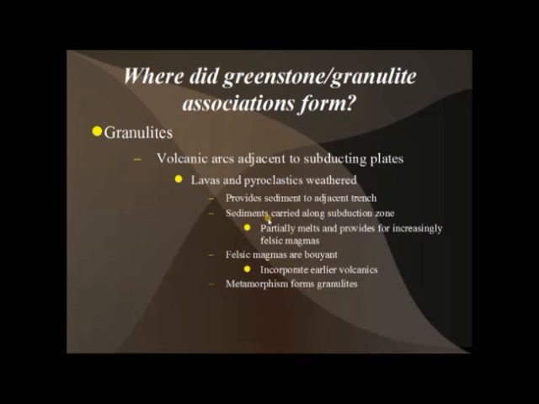Well, the question arises then, where did the greenstone and granulite associations form? How did they form? Because if we're going to invoke plate tectonics, we're going to invoke horizontal motion largely, and with that comes a package deal. We have to have a set of criteria here. And so the granulites are possibly forming from volcanic arcs that are adjacent to subducting plates.